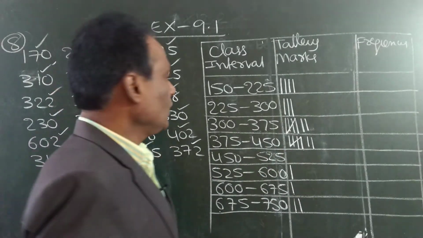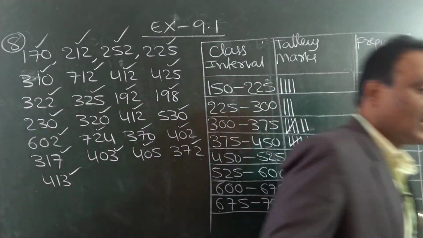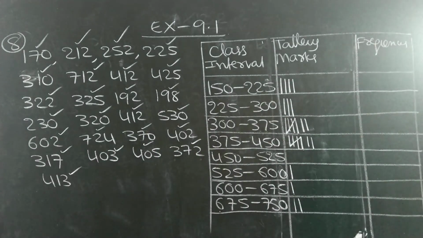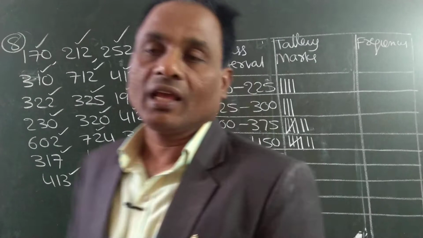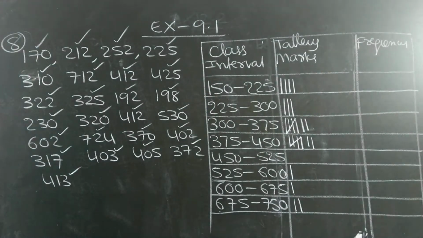That's all. So count and write in the last column. That is over, students. You complete it. Before you start this, you write the heading. First you write this data. Then you write: grouped frequency distribution table for the given data is.